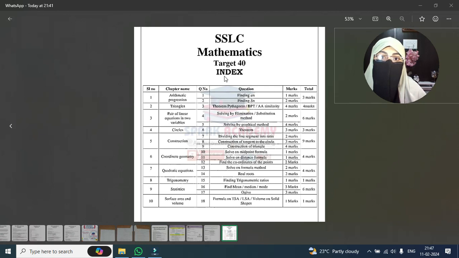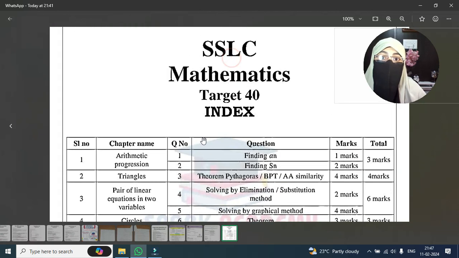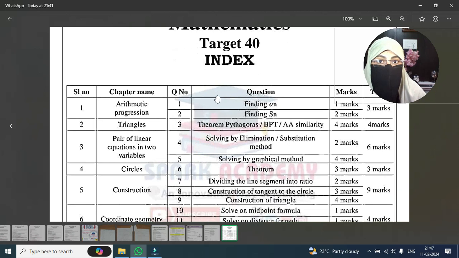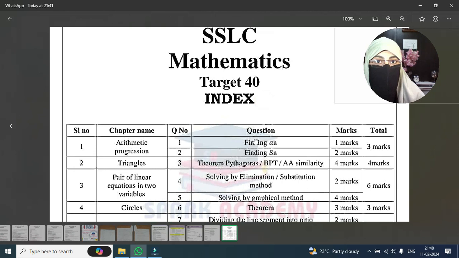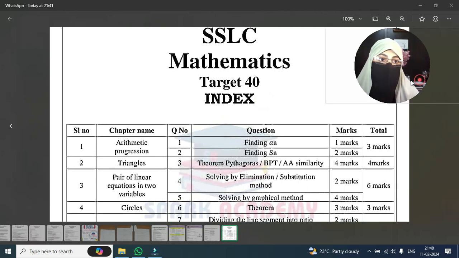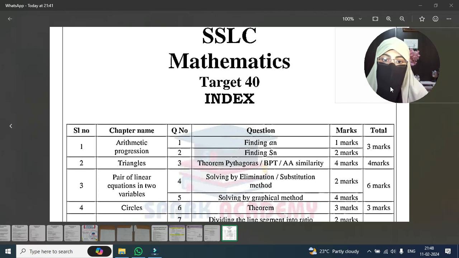In this video, we will be discussing the target 40 marks for mathematics for the SSLC student. So this content, whatever I am going to share today, will help you to gain at least 40 marks in mathematics. Okay. So what are the questions in each chapter you need to practice in order to get the 40 marks, which I am going to be discussing today. Okay.